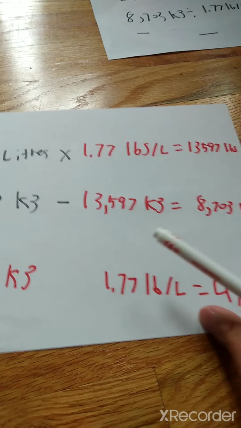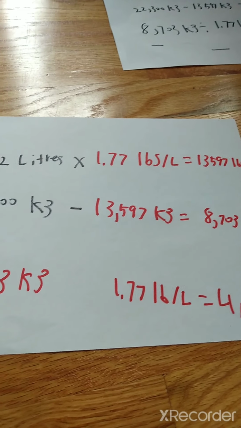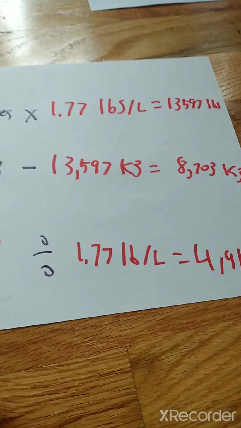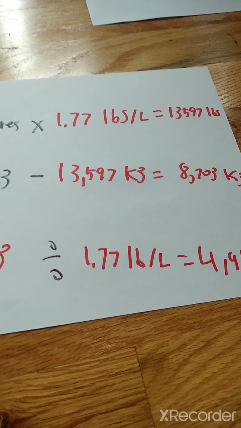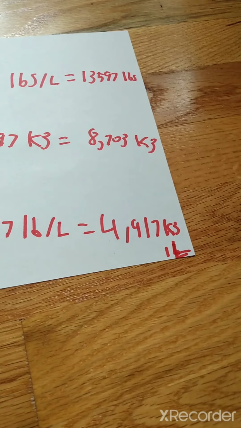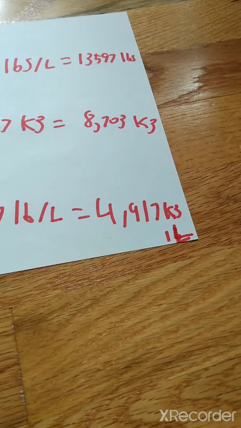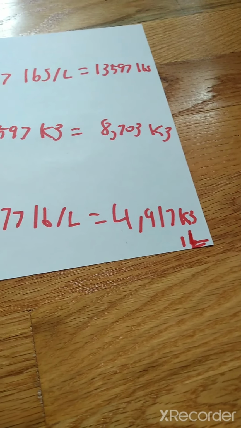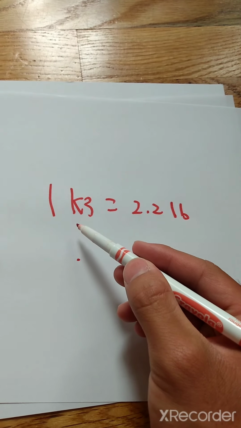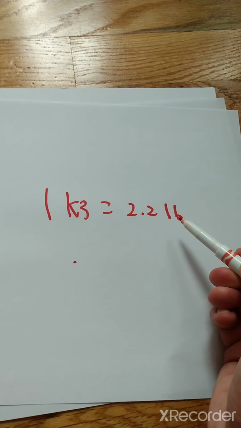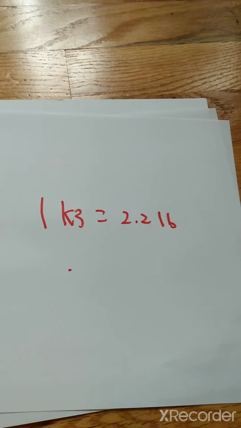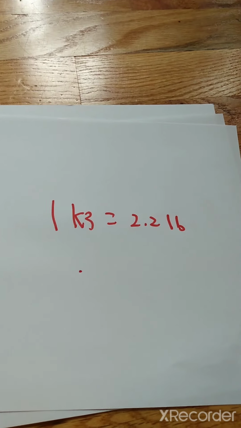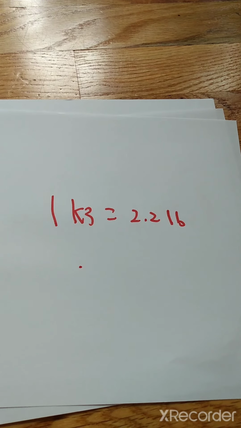To convert it back to liters, they had to divide by the density, 1.77 pounds per liter, and that brought them to an inaccurate answer of 4,917 liters. And since 1 kilogram is 2.2 pounds, that means the airplane took off with half of the fuel it needed to get to its destination.